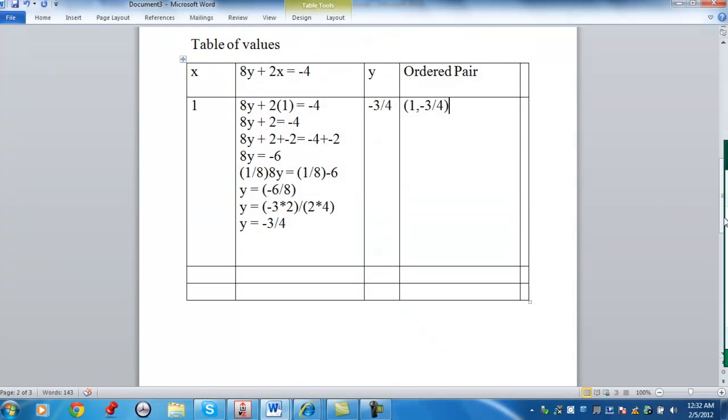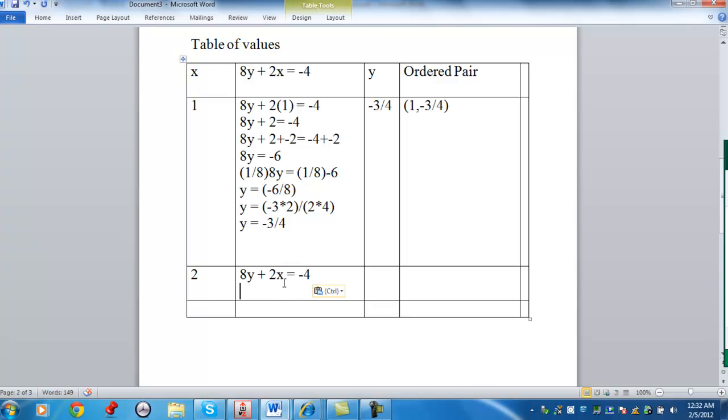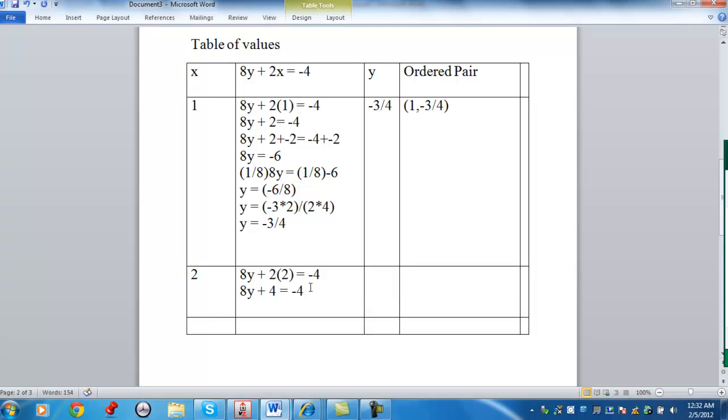Now, if I was looking at this, I would say, well, let's see if we can come up with another number that will help us. If you're not sure, maybe try 2. So again, I'm going to take this equation here. This time I'm going to replace x with 2 and then solve for y. Now here, 2 times 2 is going to be 4. I'm going to get rid of that plus 4 by adding a negative 4 to both sides. So I want to get that 8y by itself.